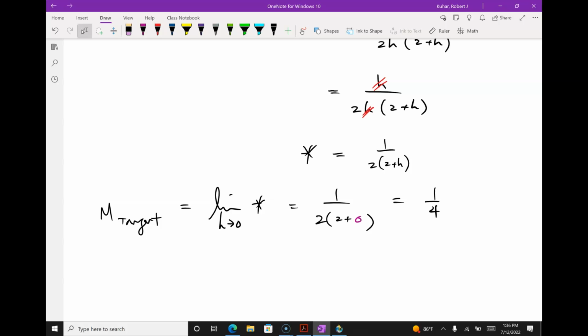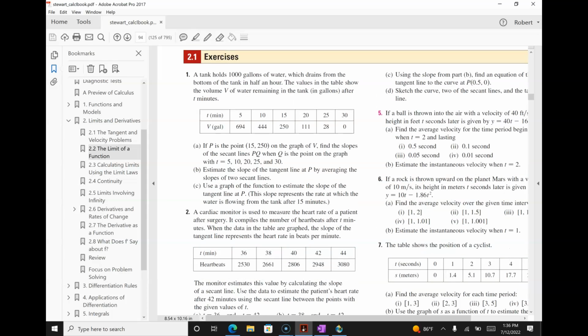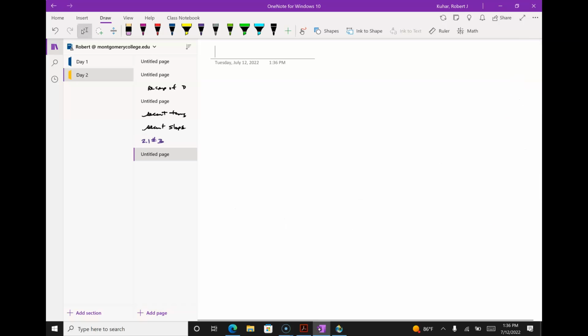Let's set up number 5, okay? Number 5 says, I throw a ball in the air with a certain initial velocity of 40 feet per second. And I want to find the height. T seconds later is 40t minus 16t squared. Find the average velocity when t is 2, right? So what does this thing look like? 40t minus 16t squared. This is number 5.